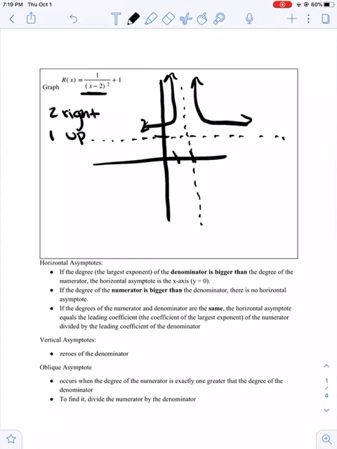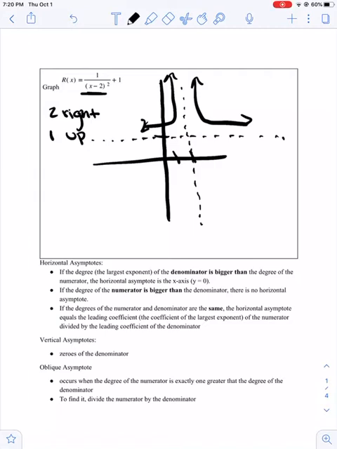Okay, next we're going to talk about the different asymptotes, like those dotted lines that we were just drawing. So there's different scenarios for each one, and not all graphs have both or any at all. So you really have to look at the rational function and determine which one it's going to have. A horizontal asymptote is if the degree of the denominator is bigger than the numerator. The horizontal asymptote is at the x-axis, y equals 0.